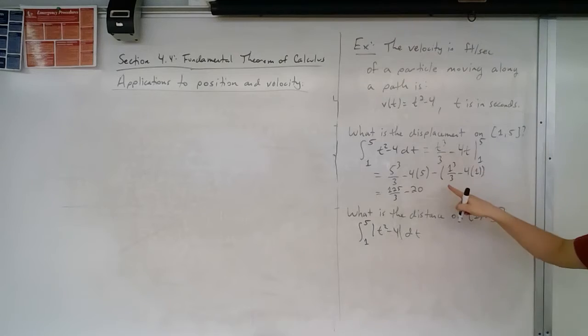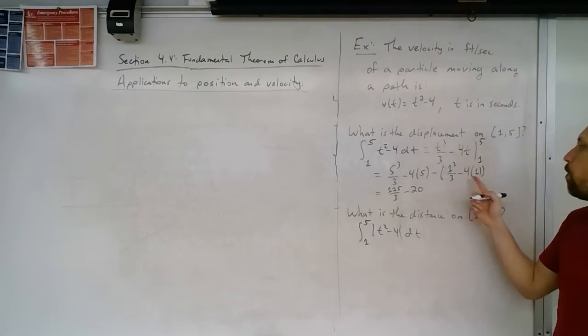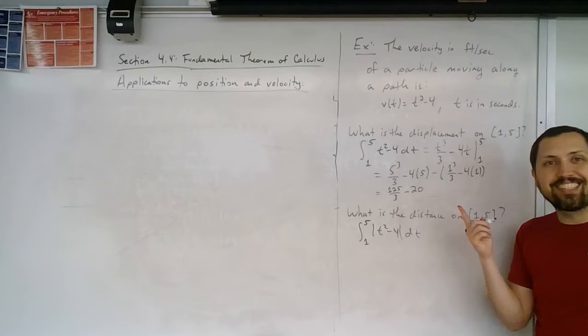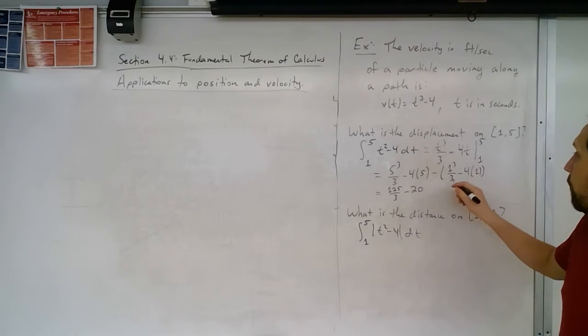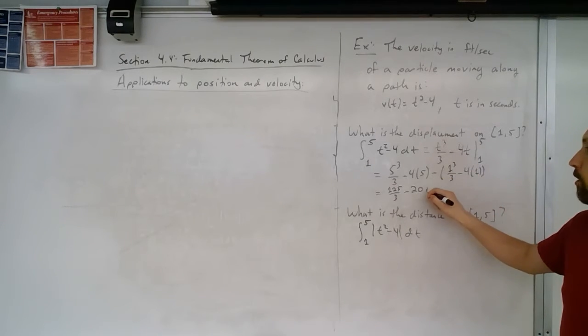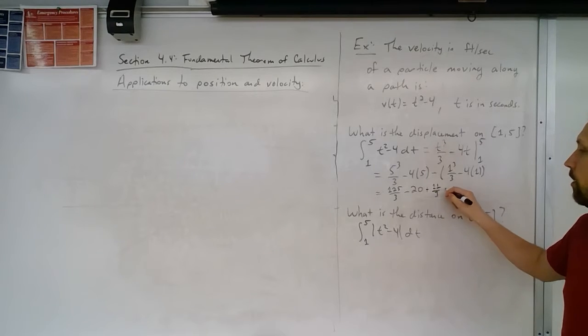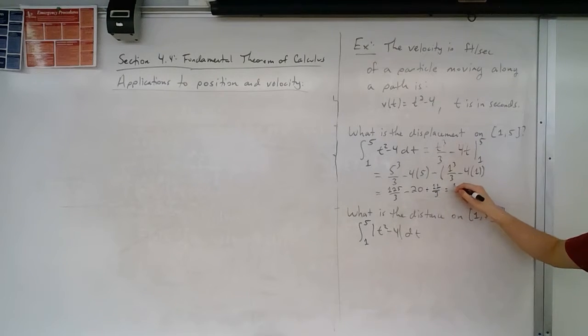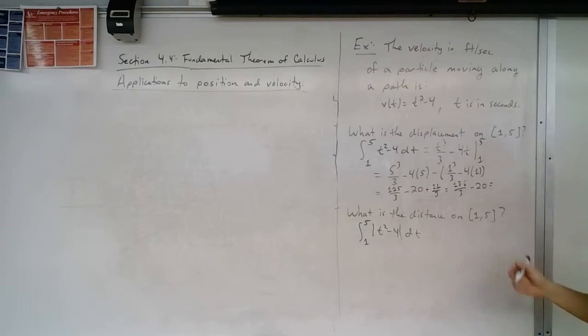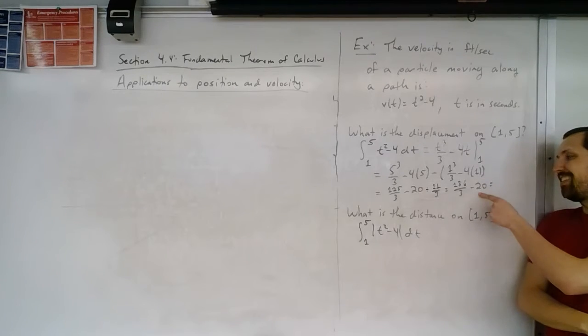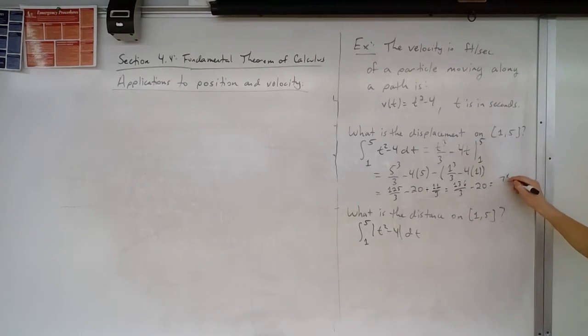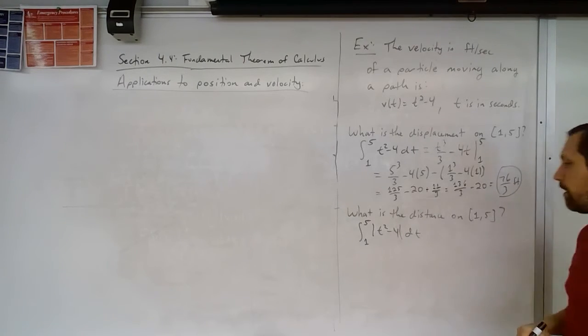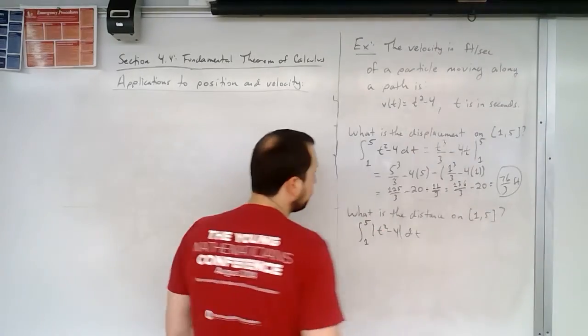And then over here, I'm going to get a 1/3 minus 4. So that would be a negative 11/3. So I would get a negative 11/3, but I'm subtracting that, so this would be a positive 11/3. So I get 136 over 3 minus 20, or again, finding common denominators, this will be 60 over 3, so I would get 76 over 3. And this displacement is in feet, right, because that was my units.